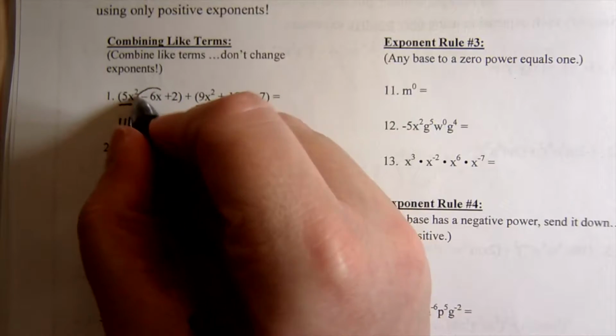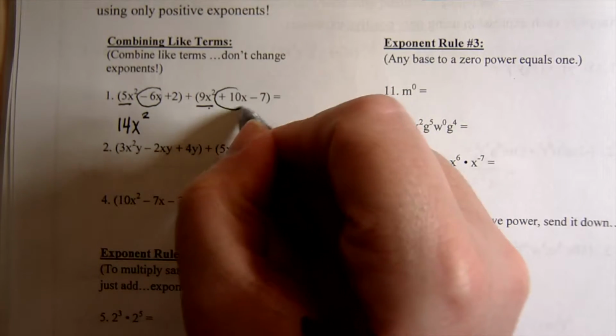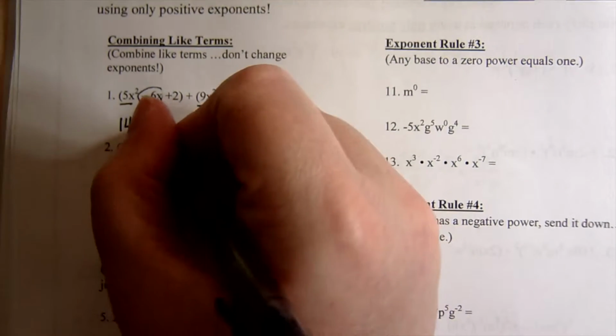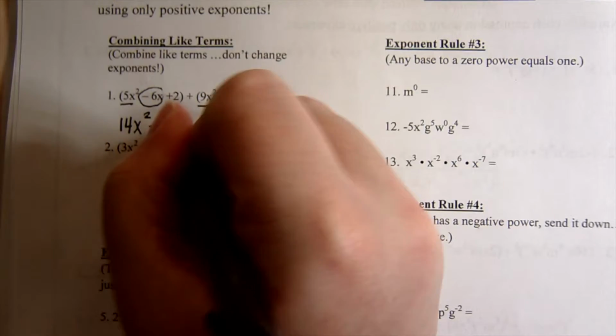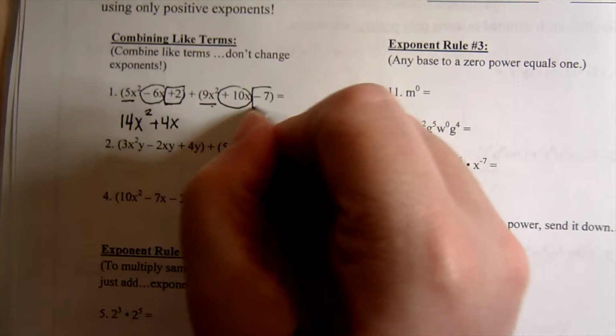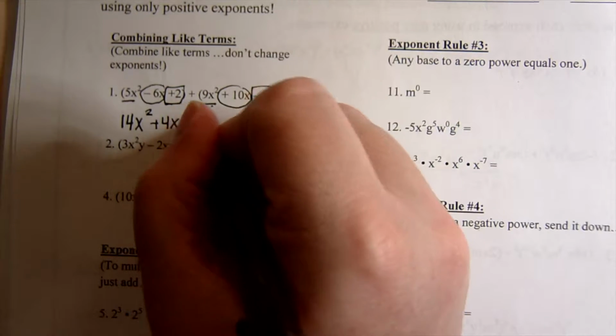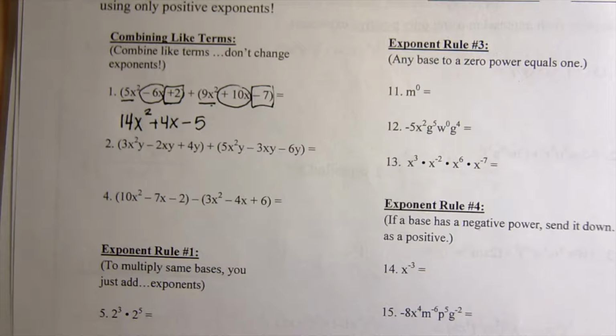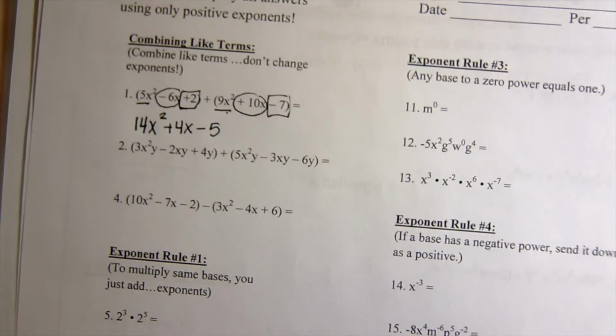Then negative 6x and positive 10x plus 4x. Positive 2 and negative 7 minus 5. Any questions about combining like terms? Let's skip down to number 5.